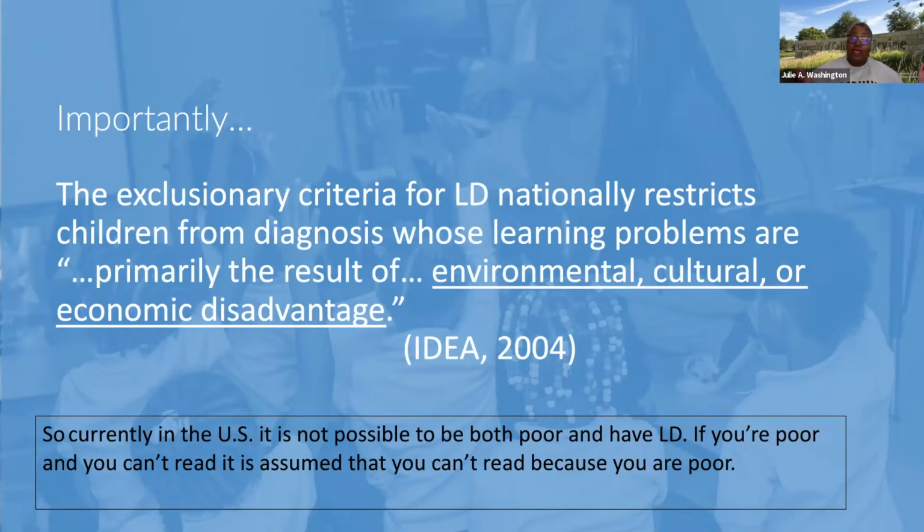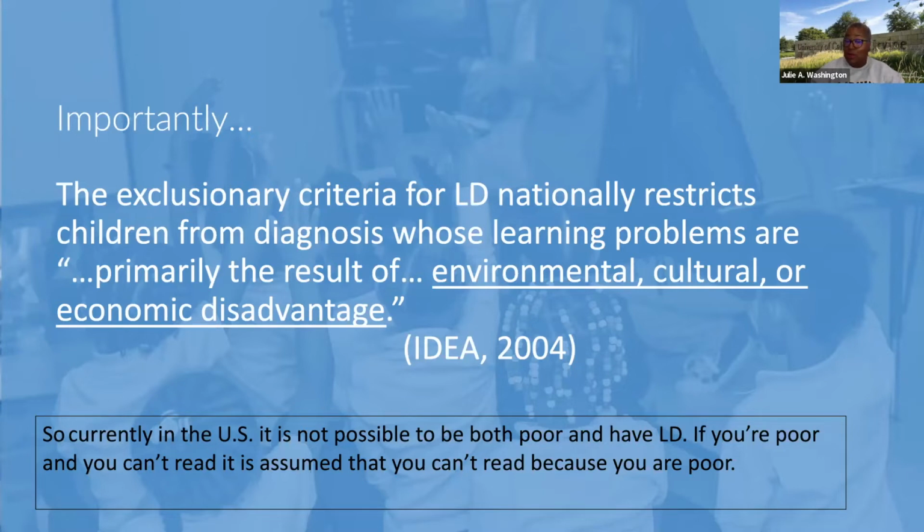And then we look at the law, the IDEA. I say this everywhere I go now, the IDEA needs to be reauthorized. We need to be looking at the data and talking about revising some of the definitions. So in the IDEA, in the specific learning disabilities category, the exclusionary criteria are that you cannot be called SLD if you have learning problems that are primarily the result of environmental, cultural, or economic disadvantage.